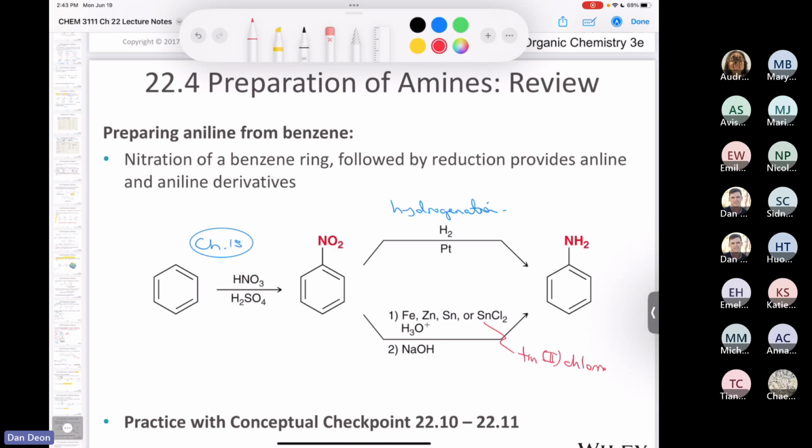And if you're wondering, well, why would I need tin(II) chloride if all the other things work? Why would I get some kind of fancy reagent? Well, the reason why is that tin(II) chloride is very mild. So mild conditions. And that way it avoids reducing other groups. And then, of course, since you're in aqueous acid, you actually end up making the aryl ammonium ion. So you treat it with base, and that deprotonates. So that gives you your free amine.